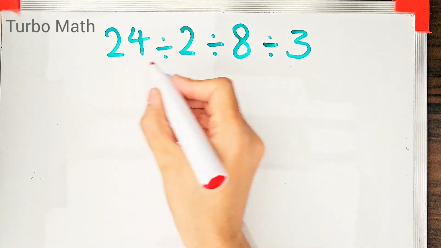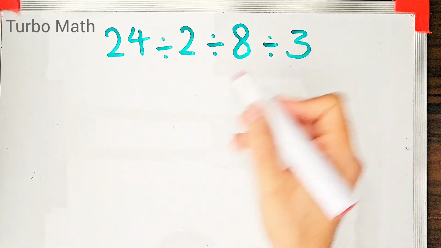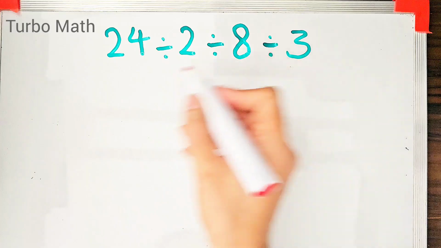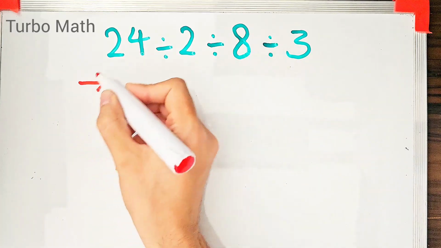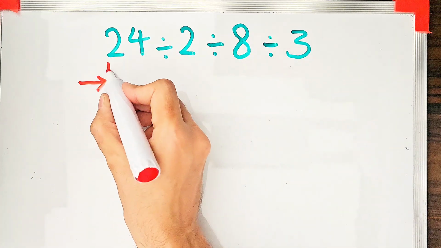24 divided by 2 divided by 8, then divided by 3. Can you solve this question? Because we have 3 divisions, we start from the left and simplify the question.